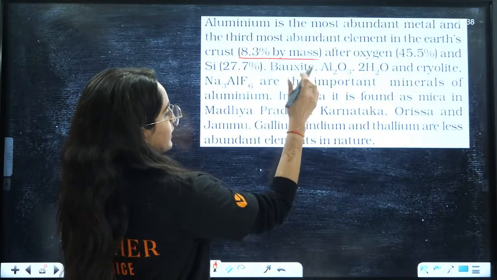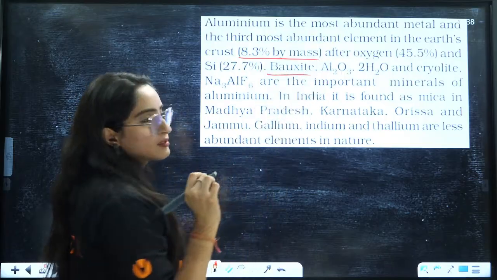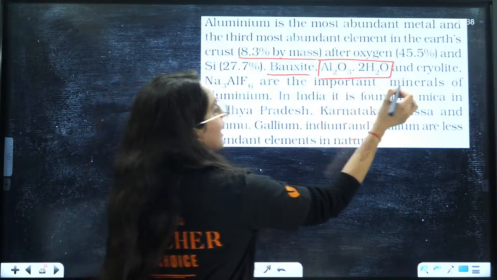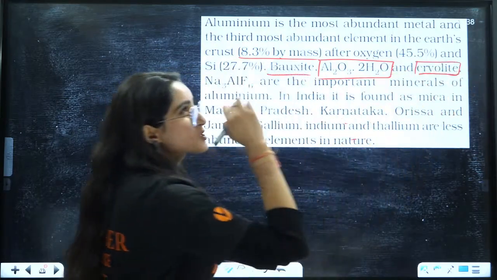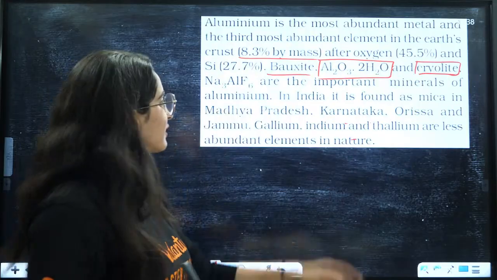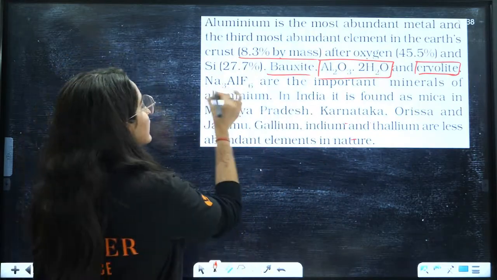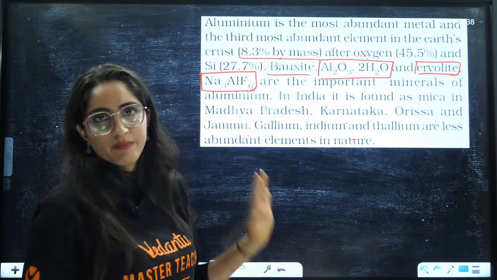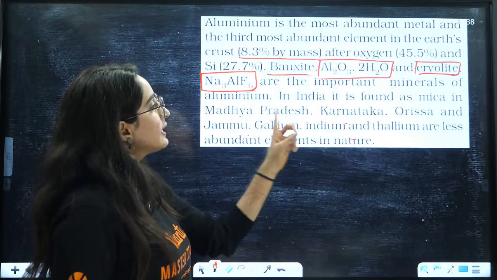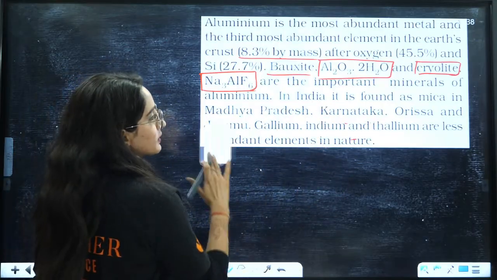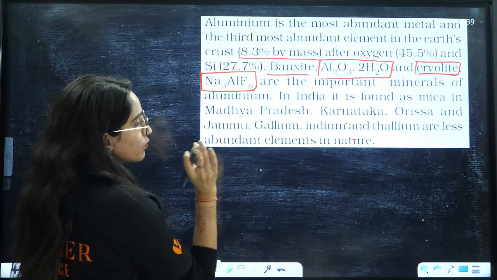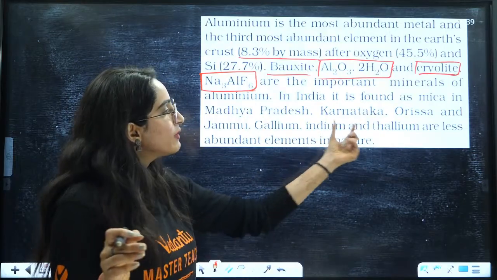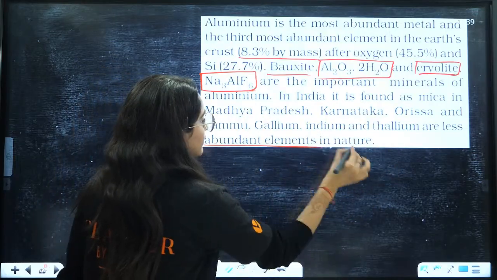Next we have bauxite; the formula of bauxite is also important, right? Bauxite and cryolite. I think cryolite was the question that was asked in JEE. Yes, the question was related to cryolite, if I remember. So these two formulas are important for you. These are important minerals of aluminium found in the earth's crust. In India, it is found as mica in Madhya Pradesh, Karnataka, Odisha and Jammu. This also you don't have to remember. We are not giving an SST exam here. Gallium, indium and thallium are less abundant elements in nature.